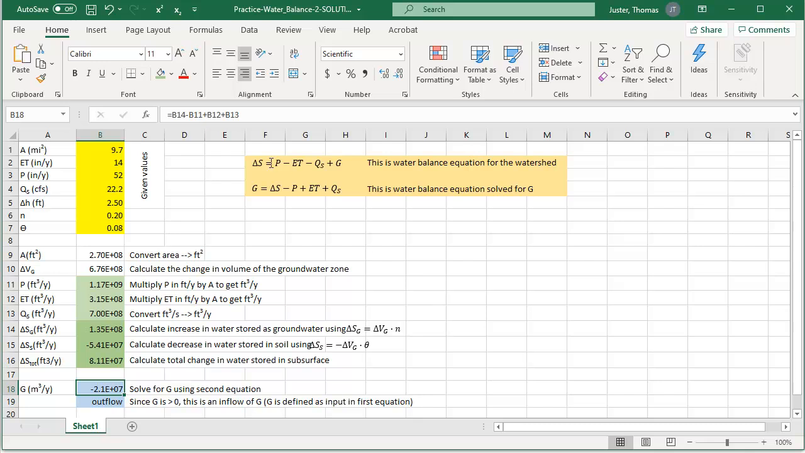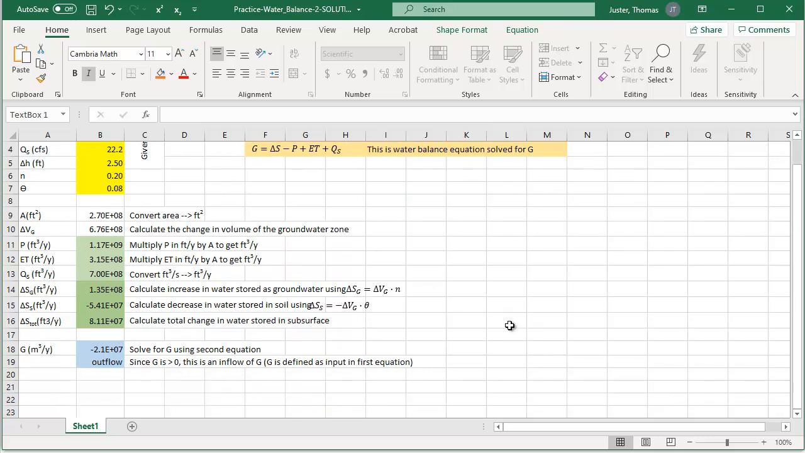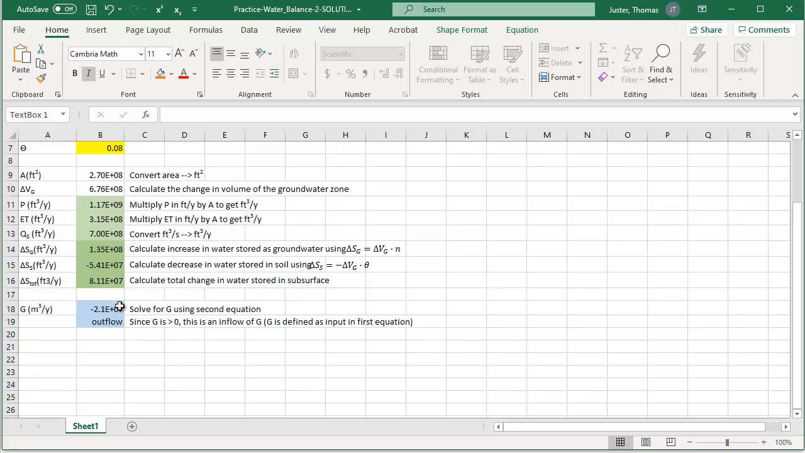Now remember, in my first equation, I wrote it out as if G was an input, right? I added it. There's something adding water to the watershed. So if my calculation shows the value of G to be negative, that means that in fact groundwater is flowing out of the watershed. It's an outflow of water. So my conclusion therefore is that I'm estimating that the effective groundwater is that I'm losing about 2.1 times 10 to the 7 cubic feet of water per year from this watershed.